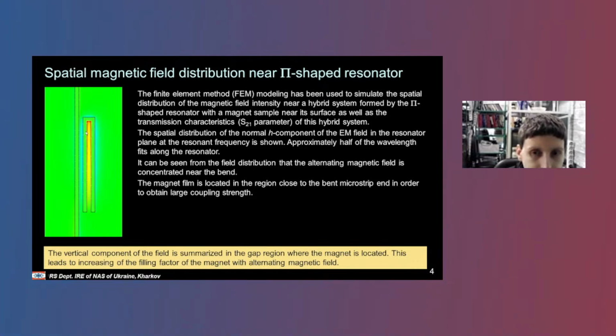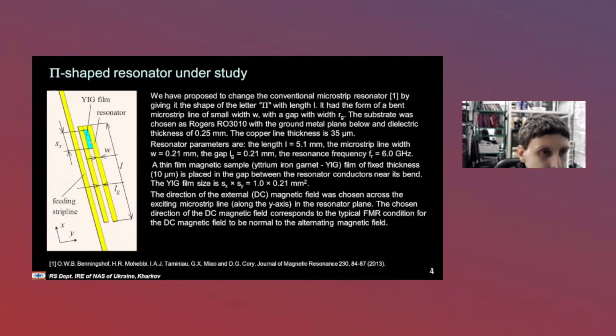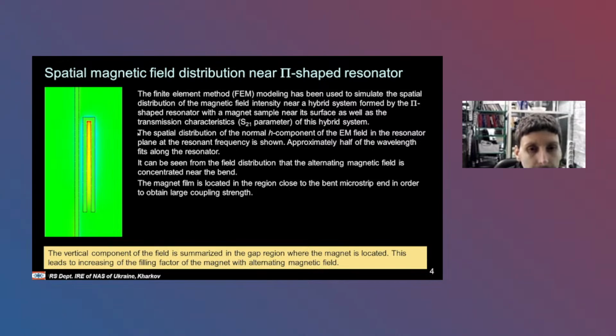Also, the fields summarize in such a system in the gap of this resonator, and the largest value is near the bend. Then we place the yttrium iron garnet film on this area. If we place the sample in this area, we can obtain a large photon-magnon coupling strength.